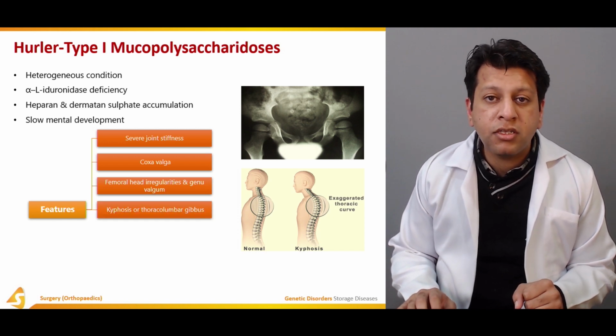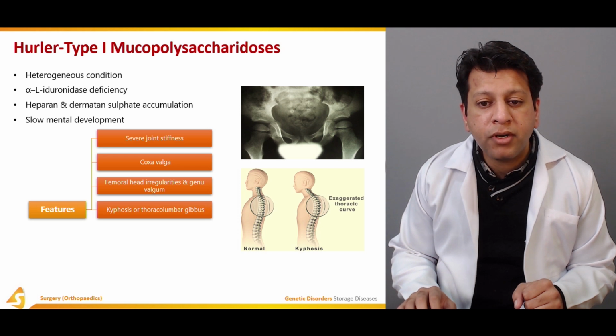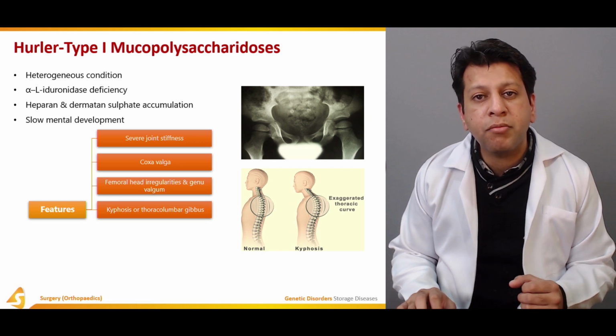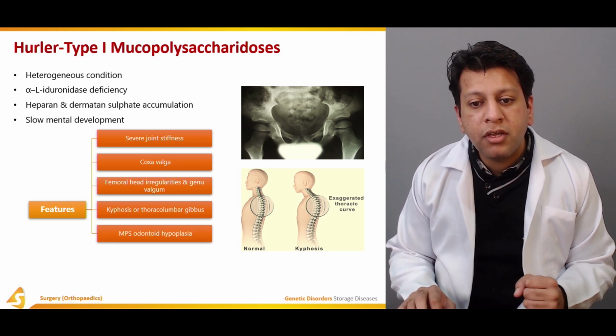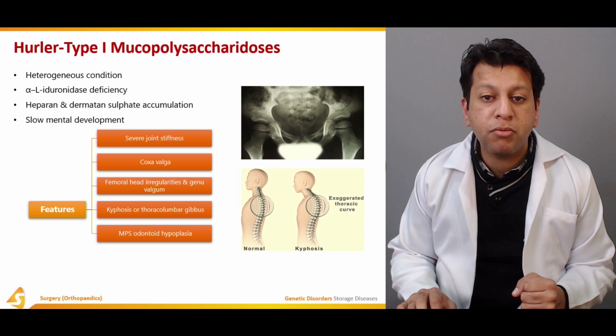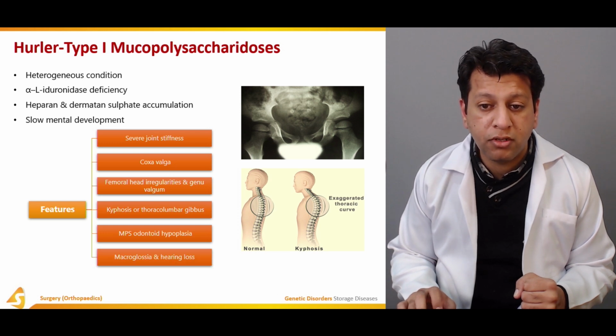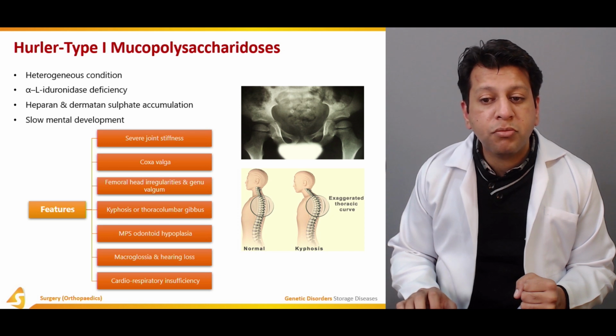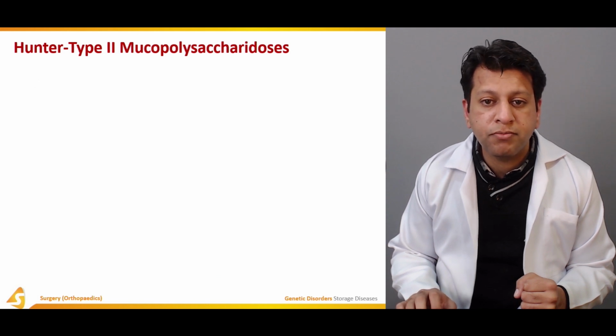When heparan and dermatan sulfate get accumulated in the spine, this usually results in kyphosis and thoracolumbar gibbus, which is a hyperkyphotic deformity of the thoracolumbar spine. And usually in mucopolysaccharidosis, odontoid hypoplasia may be associated in these conditions as well. Macroglossia and hearing loss, and cardiorespiratory insufficiency.